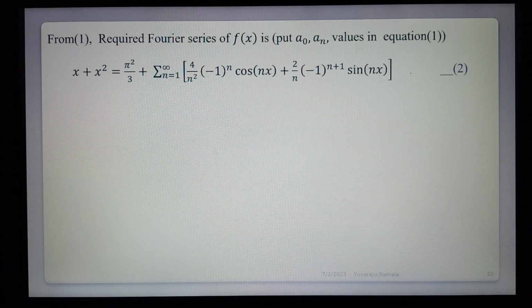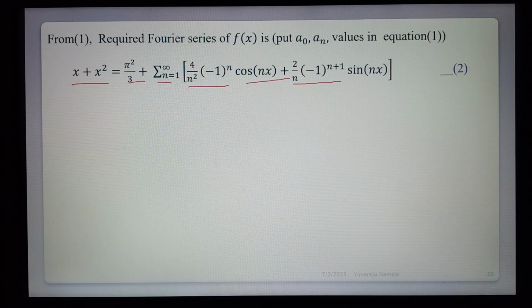The required Fourier series is f of x equal to x plus x squared. So this is a naught by 2, 2 pi squared by 3 by 2, 2 cancel, summation n equal to 1 to infinity, this is the an into cos nx plus this is the bn, 2 by n into minus 1 power n plus 1 into sin nx. Now this is the required Fourier series expansion of the given function.